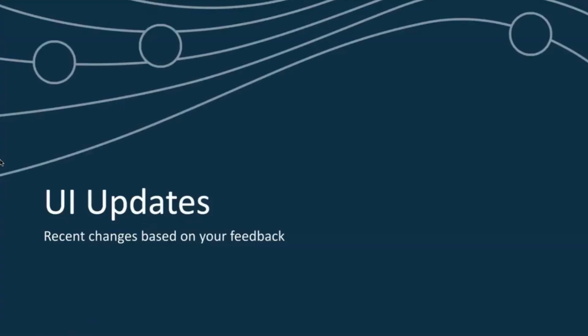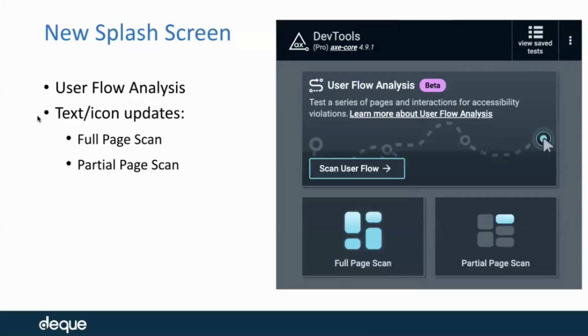So these are some UI updates, like I said, based on your feedback. We are very feedback-driven. We have a feedback-driven roadmap, so we always want to hear all your thoughts about our software. Really value that. So we did update the splash screen for a couple of reasons. We had this new awesome feature, user flow analysis. We wanted to make sure everyone became aware of it. And we also, as a result, did a little facelift and simplification on the splash screen itself.